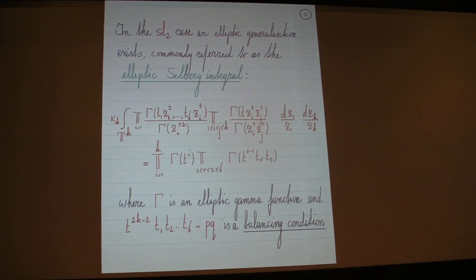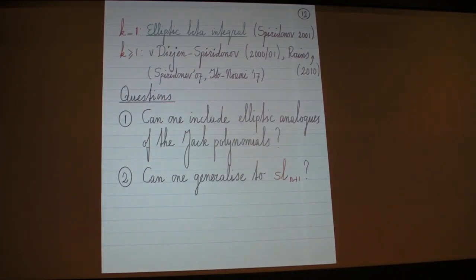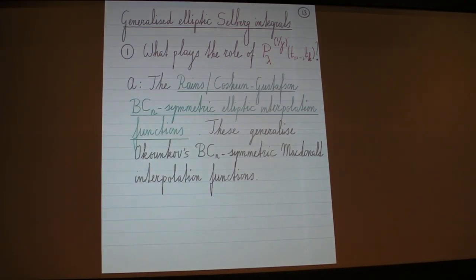So in the elliptic world, we are doing BC_n, and the limit that Eric took rigorously gets rid of the BC_n symmetry and essentially takes you down to GL_n or SL_n, whatever. So it's not surprising that we shouldn't be putting just symmetric functions in there. We're putting some BC_n symmetric functions in there, and they have to be elliptic.